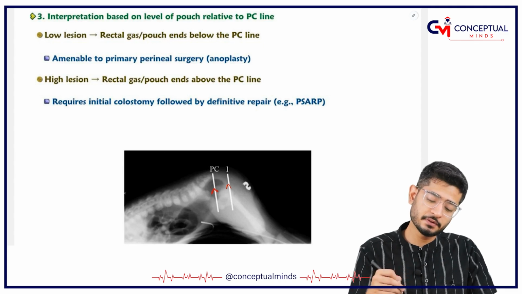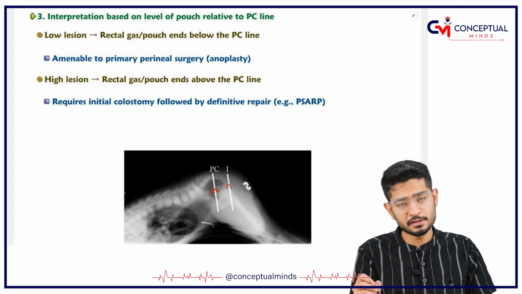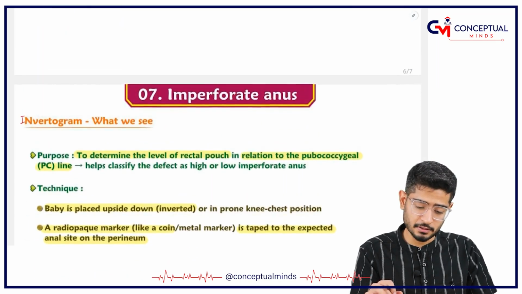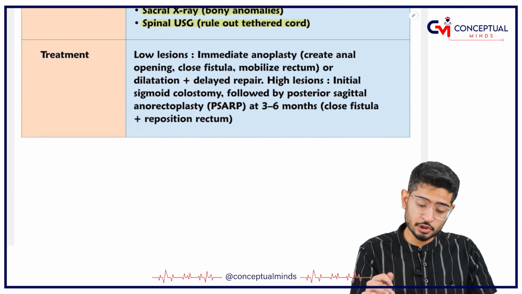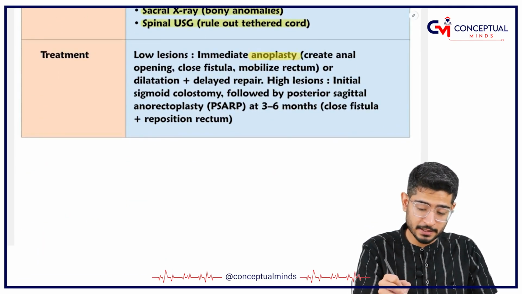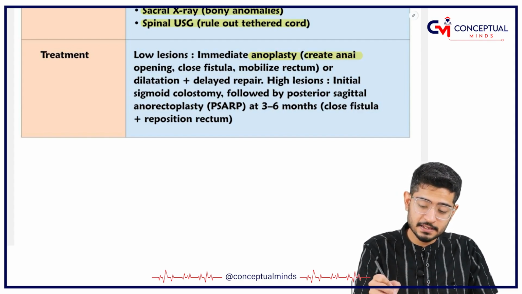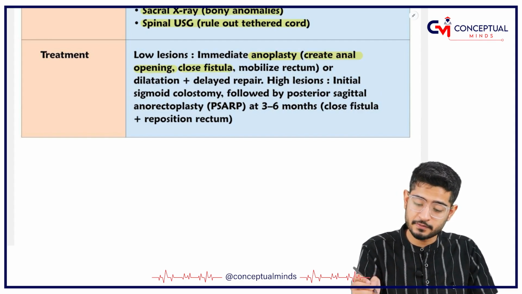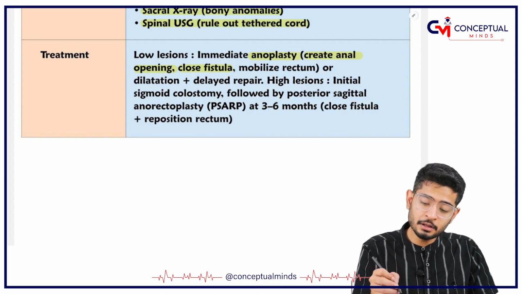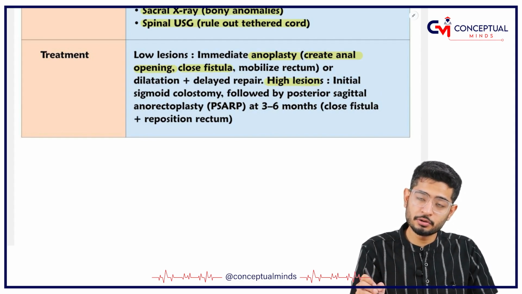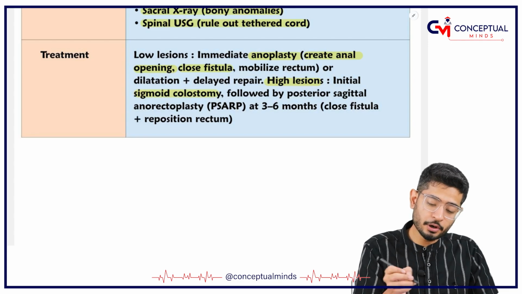Whereas in high lesion, if it is higher, then the things would have been different. The treatment would have been different. So if it is a low lesion, you have to do anoplasty. Anoplasty means create an anal opening and close the fistula. And if it is a high lesion, then what you are going to do? Initially we do sigmoid colostomy.